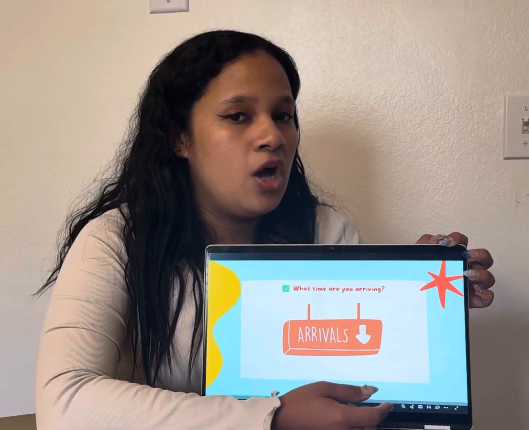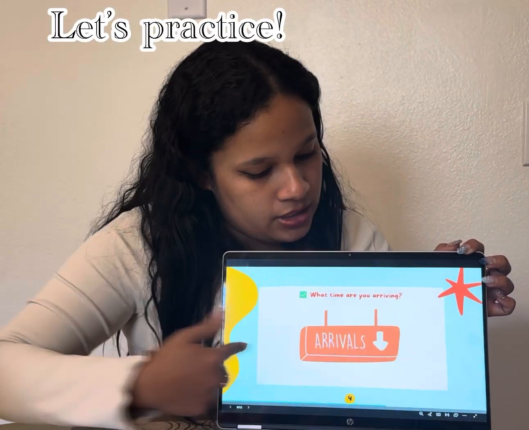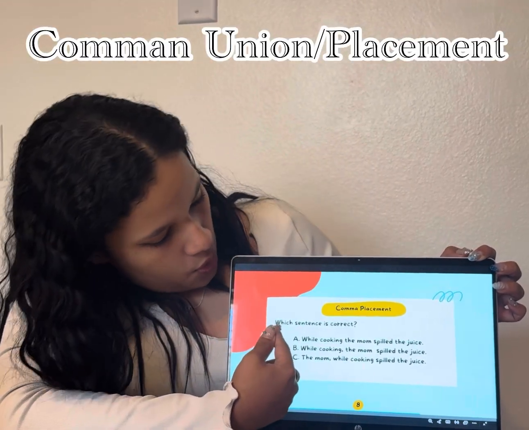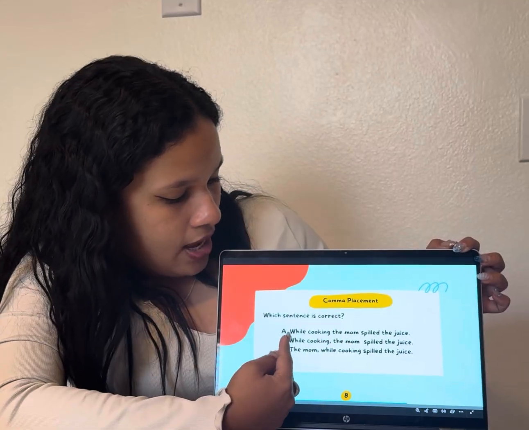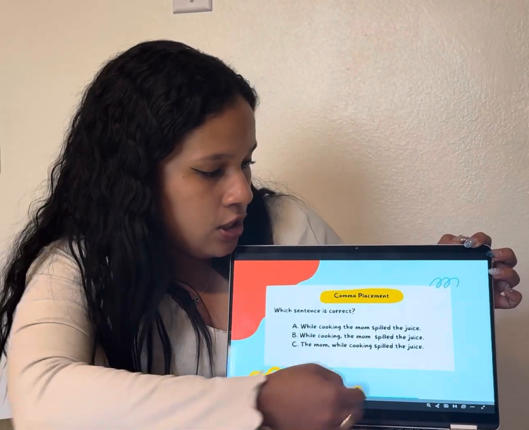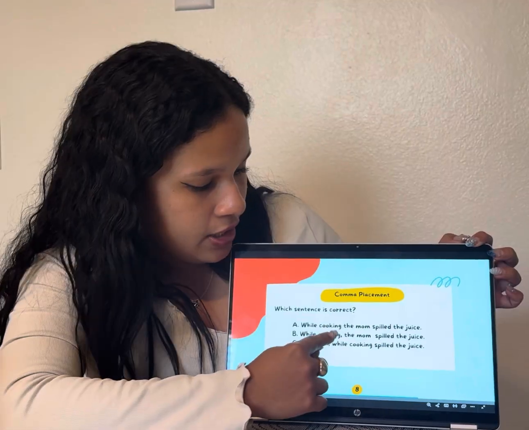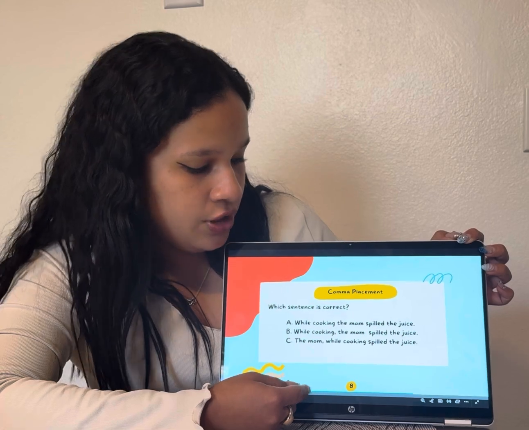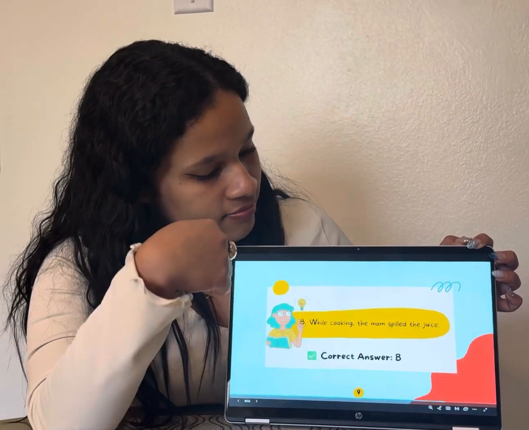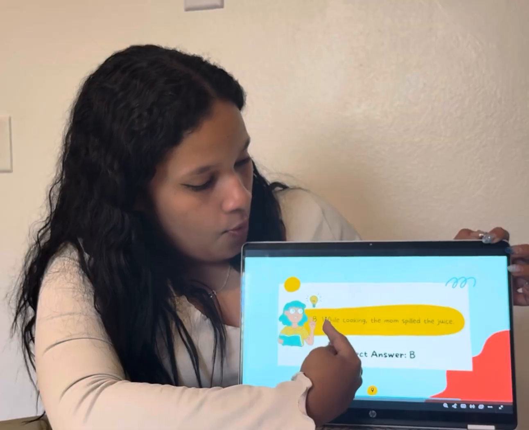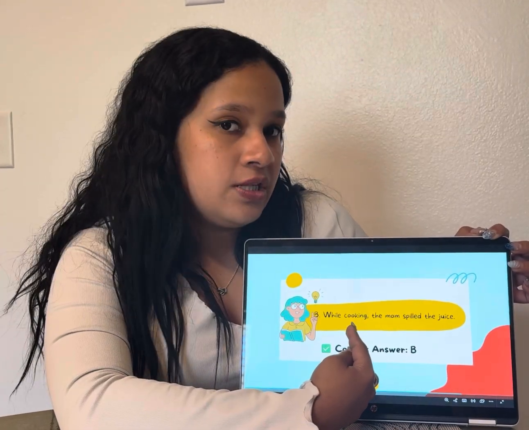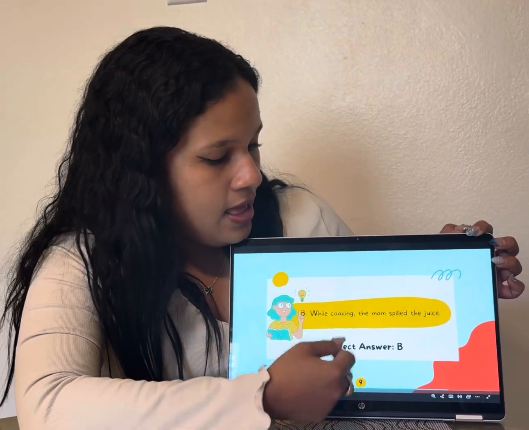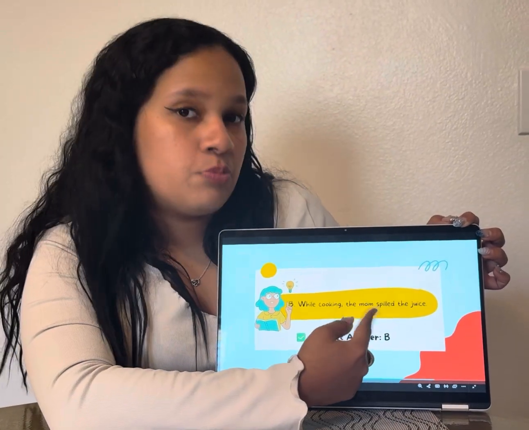Now, let's move on to some questions that I have for you, some exercises. The first one is going to be about comma placement. Which sentence do you think is correct? Letter A, while cooking the mom spilled the juice. Letter B, while cooking, comma, the mom spilled the juice. And letter C, the mom, while cooking, spilled the juice. And you were right. The right answer is the letter B. While cooking, comma, the mom spilled some juice, period. Because you are talking about who did the action after the comma, the mom who spilled the juice.